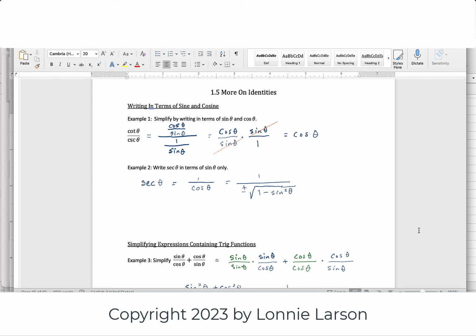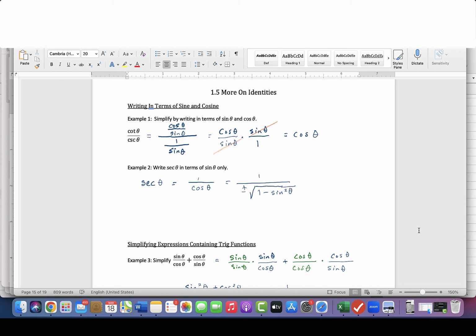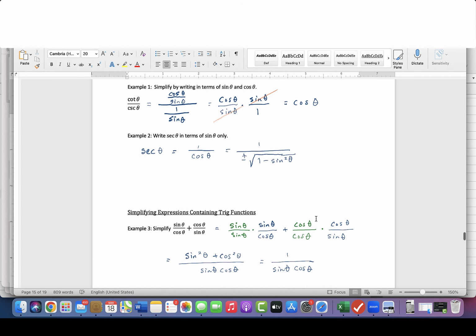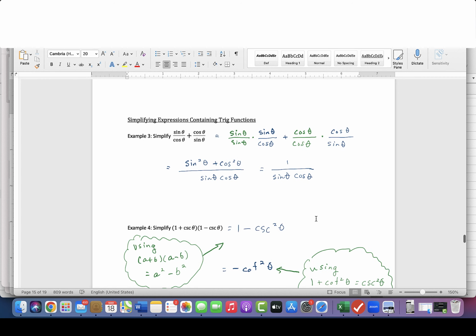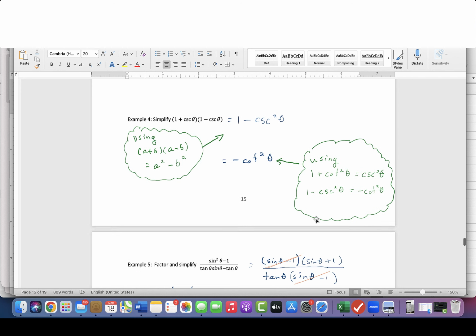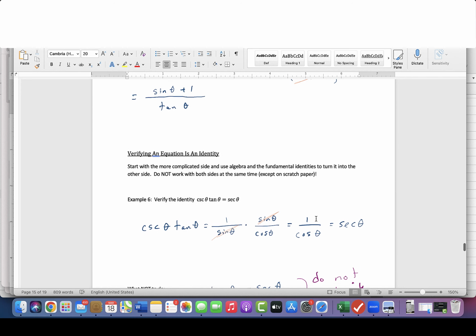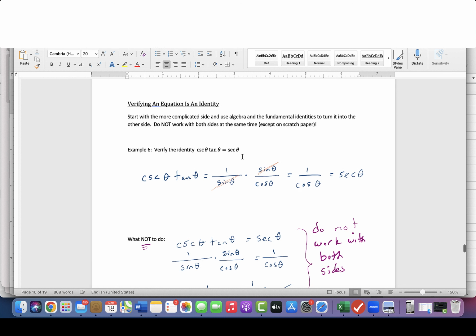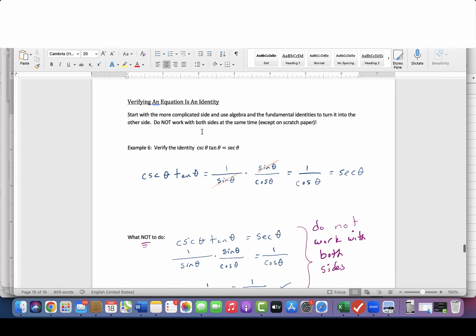Welcome to Chapter 5, where we are going to do a lot more with identities. Before we jump into Section 5.1, I want to go back to Section 1.5, where we talked about identities quite a while ago, and just review a couple of things. And by the way, I suggest you go back and review your notes in this section. But what I want to specifically look at right now is verifying an equation is an identity.